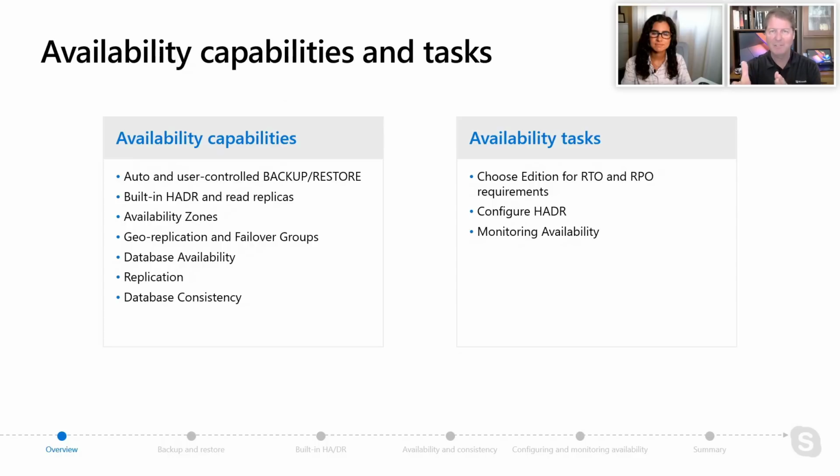And then again, you have these tasks. You want to figure out, based on those capabilities, how do I pick the right deployment option for my RTO and RPO needs and my availability needs? How do I configure HADR? And how do I monitor availability? I always want to throw in a note about monitoring because people want to know all the time. We showed you how to monitor security. We showed you how to monitor performance, and we'll also talk about how to monitor availability near the end of the session today.